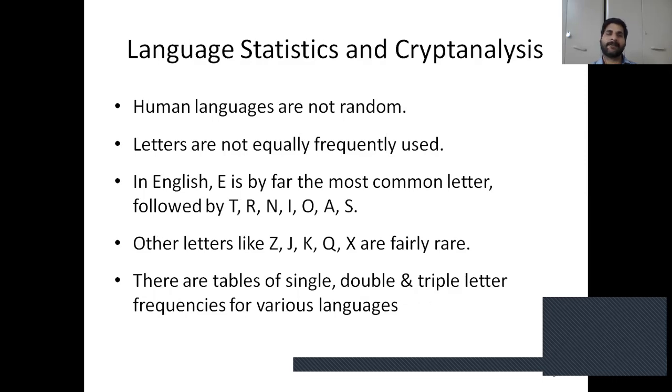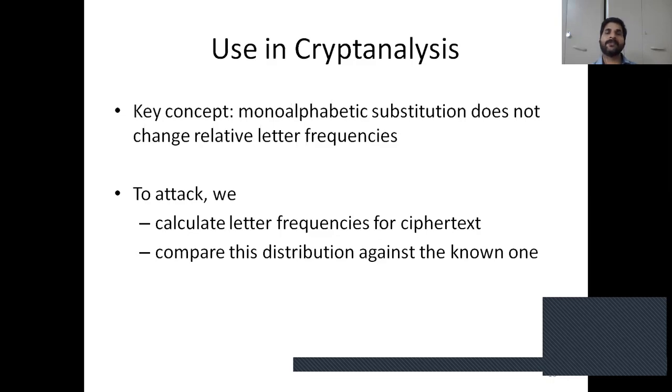Language statistics and cryptanalysis: human languages are not random, and letters are not equally frequently used. In English, capital E is by far the most common letter, followed by T, R, N, I, O, A, S. Other letters like Z, J, K, Q, X are fairly rare. Here is a table of single, double, and triple letter frequencies for various languages. Used in cryptanalysis, the key concept is that monoalphabetic substitution does not change relative letter frequencies. To attack, we calculate letter frequency for the ciphertext and compare the distribution against the known one.